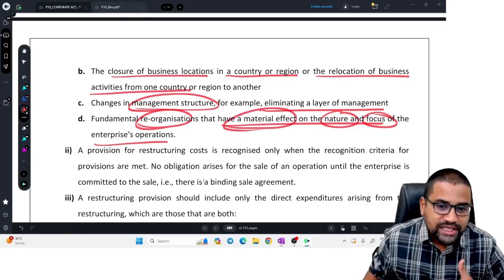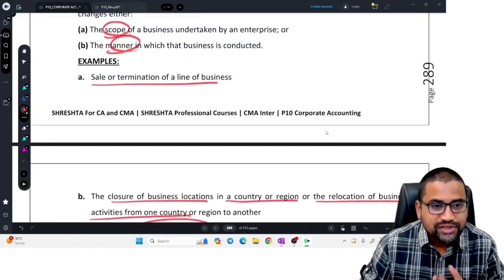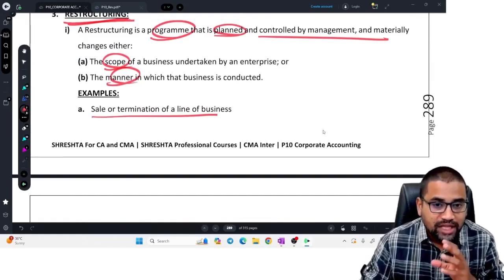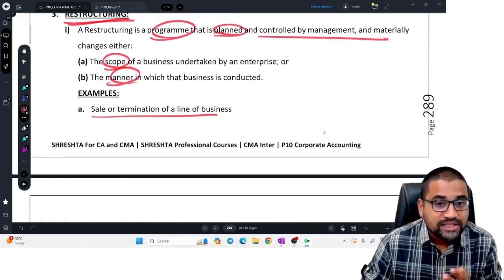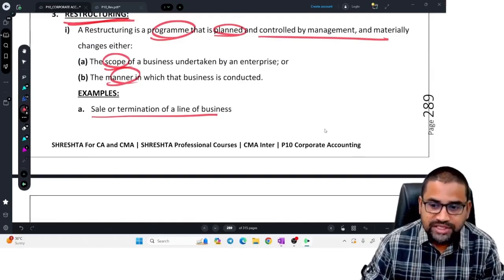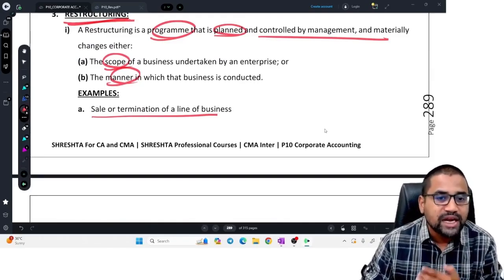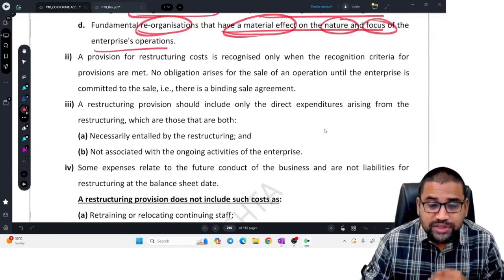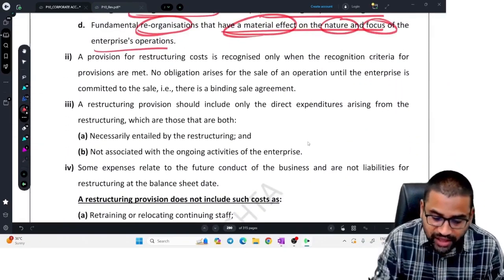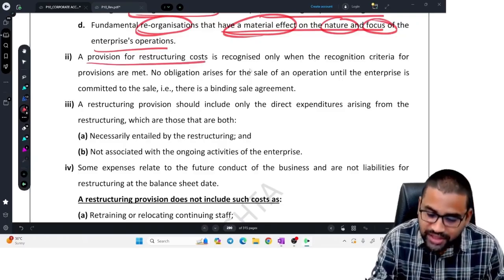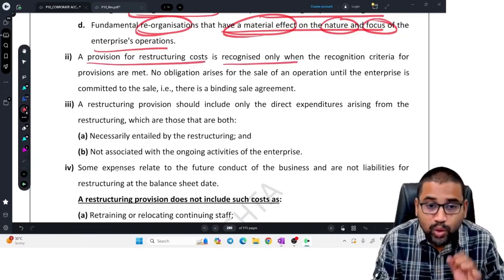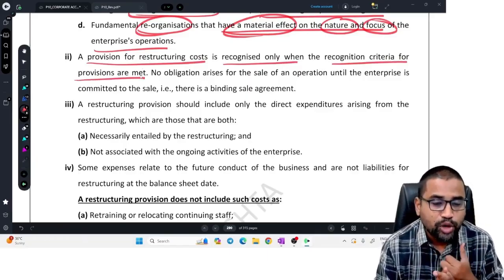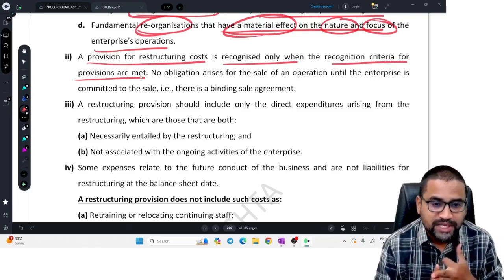Now whatever changes they want to bring for that, that is also restructuring. So restructuring is a program which is planned and controlled by management. And what happens because of the restructuring, either the scope of the organization will change or the manner in which the business is conducted will change. Okay. Now, see, suppose any company announced restructuring, any provision for restructuring cost is to be recognized in the books only when the recognition criteria for provisions are met. What is the recognition criteria? Present obligation, probable outflow of resources, and reliable estimation.